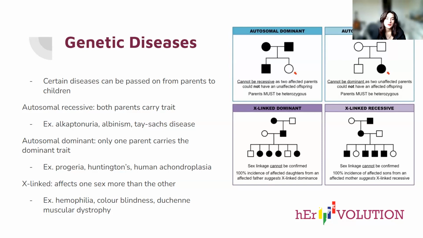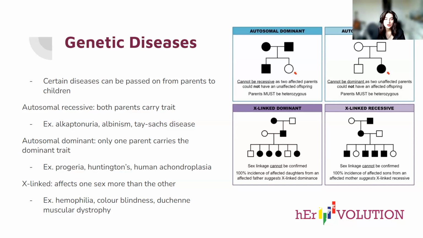Some examples are alkaptonuria, albinism, and Tay-Sachs disease, all of which can only happen if both parents have a trait of that disease. Another one's autosomal dominant. Autosomal dominant diseases don't matter whether or not both parents have it. Only one parent has to carry that trait because it's dominant, meaning that it will take over no matter what. Some of these are progeria, Huntington's disease, and human achondroplasia.